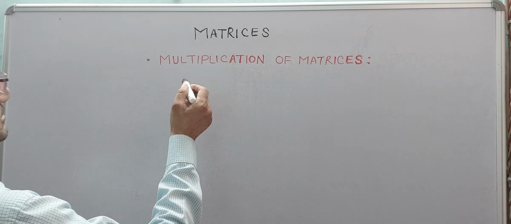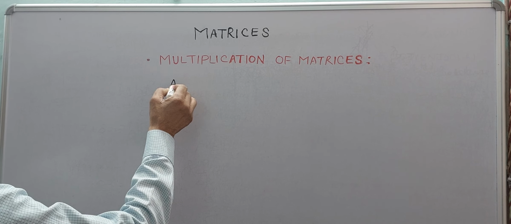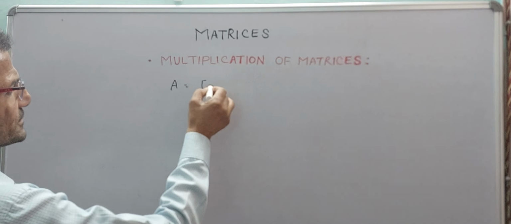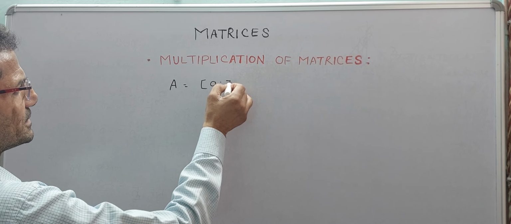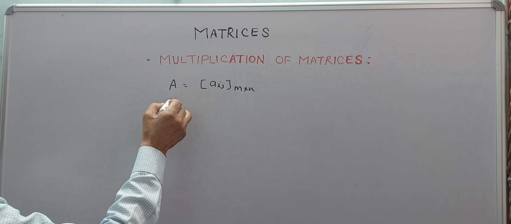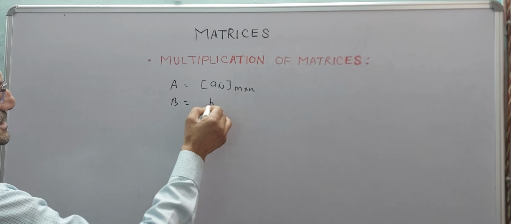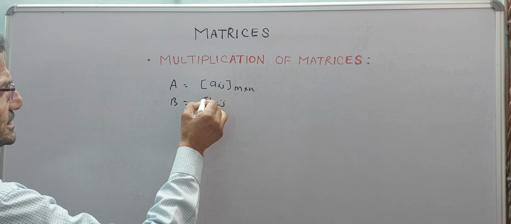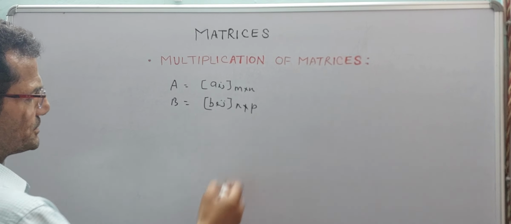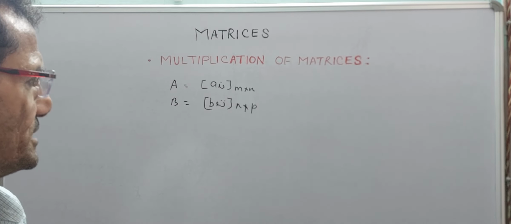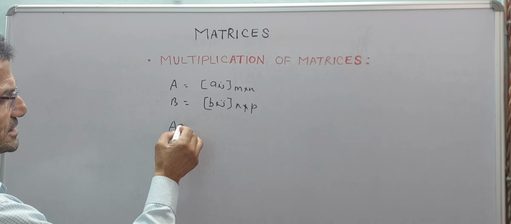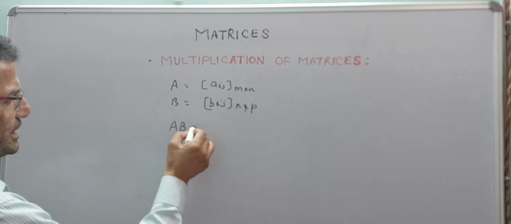Let us suppose matrix A is written in the general format Aij, its order m cross n, and another matrix is B, with general element Bij, and its order n cross P. For matrix multiplication, if I multiply AB, A is the prefactor and B is the post factor.